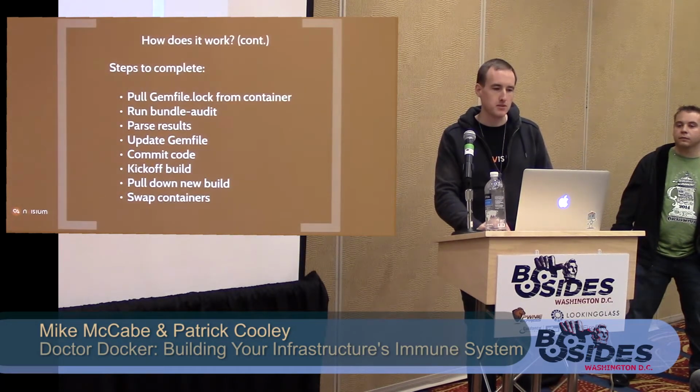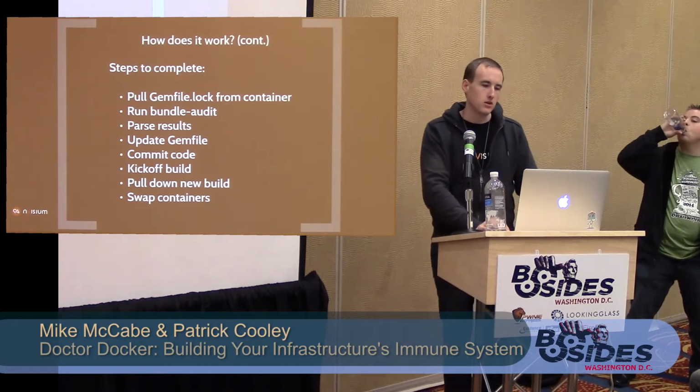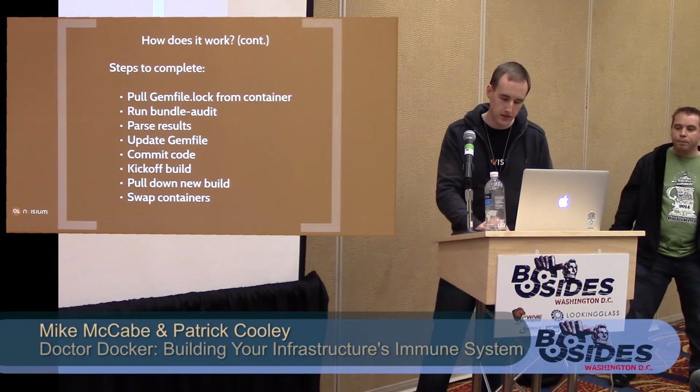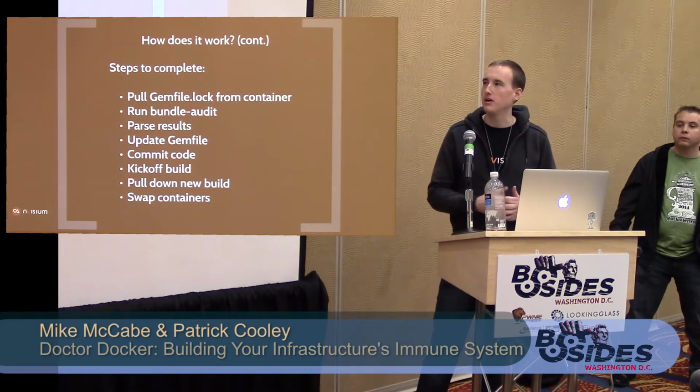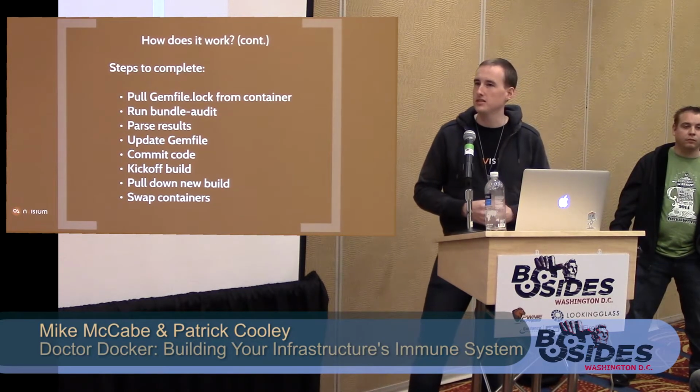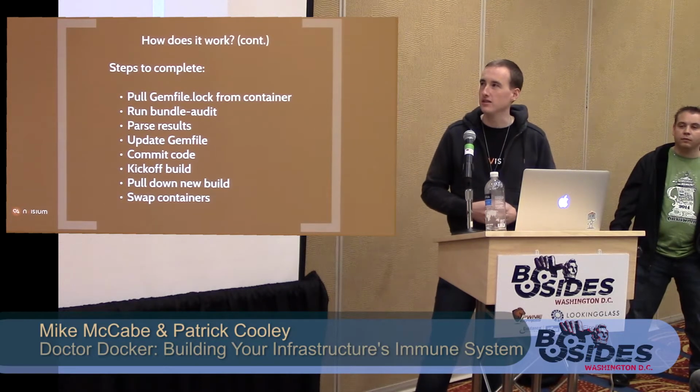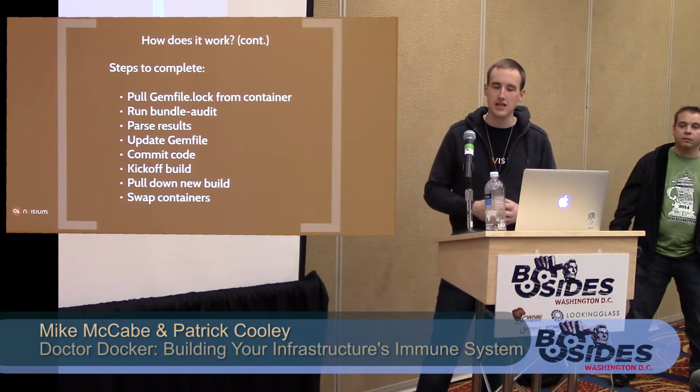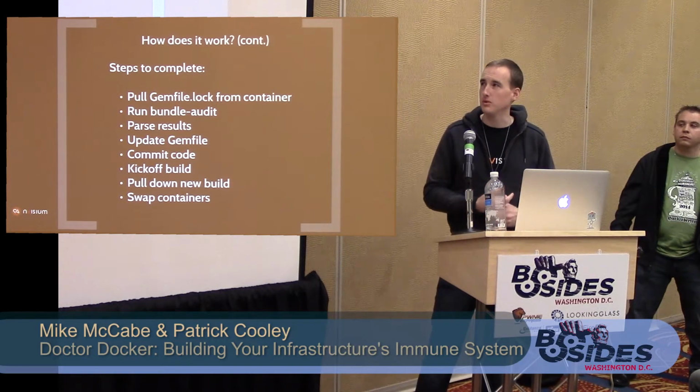So these are the steps that it takes to get the work done. One of the things that we had to figure out was how to pull a file from the container. Docker has this really odd API where instead of just being able to pull a file, it gives you a tarred up version of the file. So there's some work just to pull that across an HTTP API and then pull that into the Ruby code and actually work with it and process it with bundle audit.